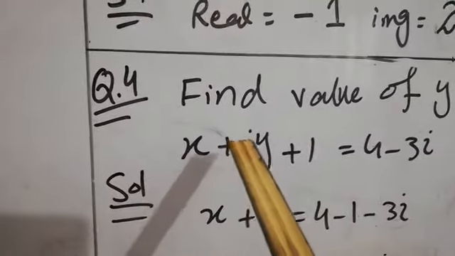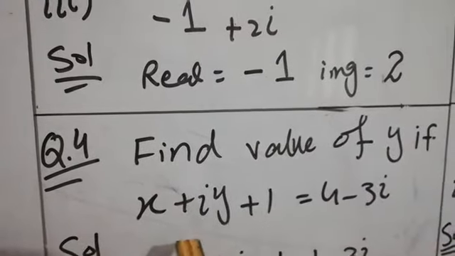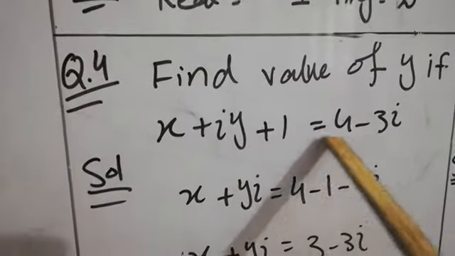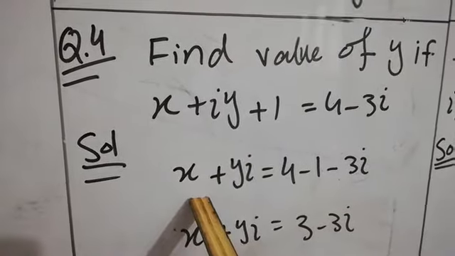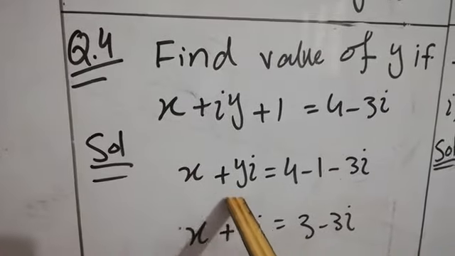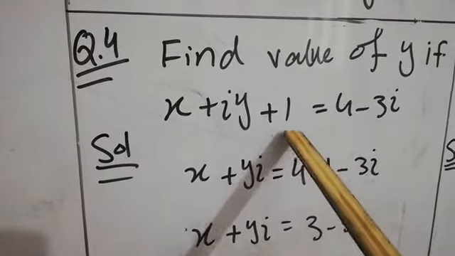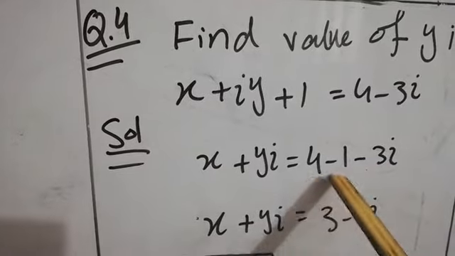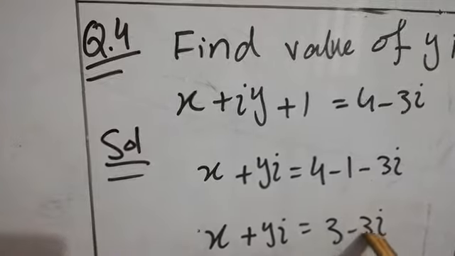Now question number 4, this is the last question of this exercise. Find value of y if x plus iota y plus 1 is equal to 4 minus 3 iota. My dear student, first of all we will write the question in the form of a plus b iota. So we will write x plus iota y, or y iota, here. We will take minus 1 to the other side. It becomes 4 minus 1 minus 3 iota. 4 minus 1 is equal to 3. Now the equation is x plus y iota equals 3 minus 3 iota.